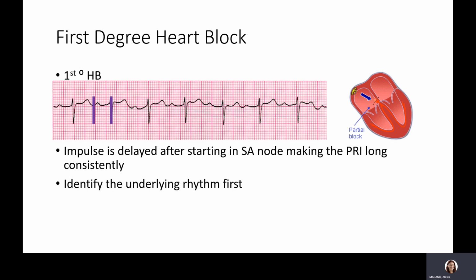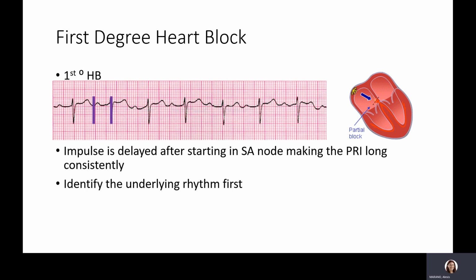Next would be the first degree heart block. What's happening here is our PRI. It's taking too long from the electricity to leave from the SA node and travel down to the AV node. So it's consistently too long. So we know if a normal measurement is between 0.12 to 0.20, then it has to be measuring greater than 0.20. Again, it's consistently too long every time that we do see it there. And again, this is a partial block, so it would need to have the underlying rhythm first. Usually it's going to be some kind of sinus rhythm, sinus brady or so, but the PRI is just too long. So your bundle branch block and your first degree block are actually the variations of what a normal sinus rhythm would be.